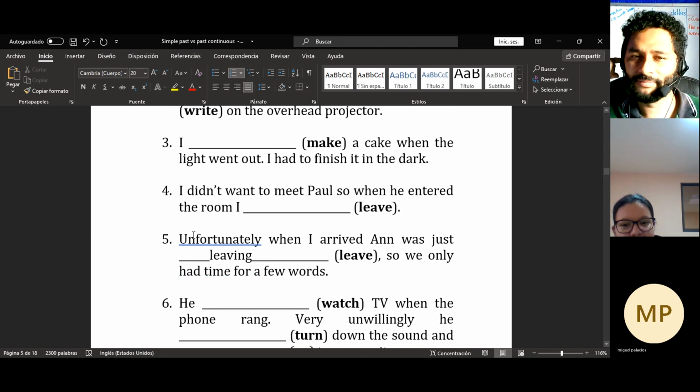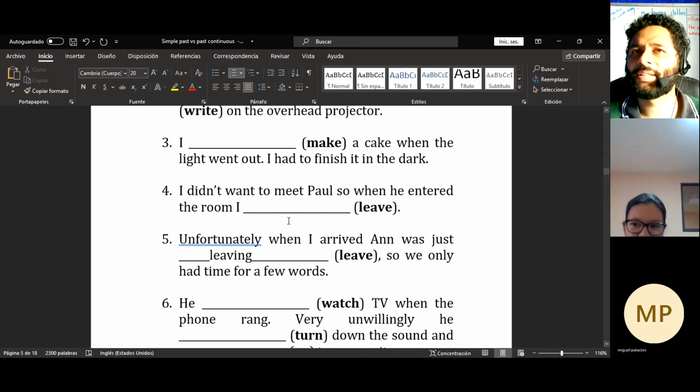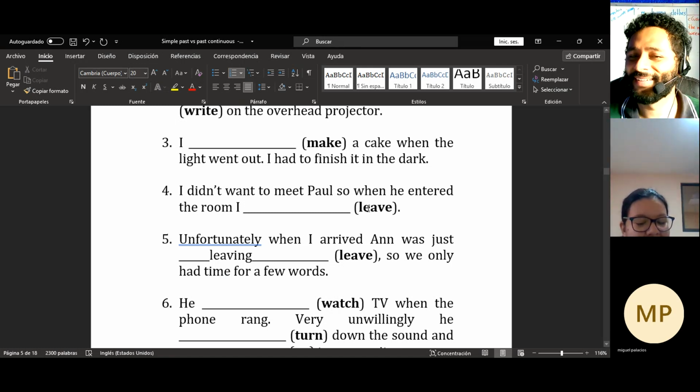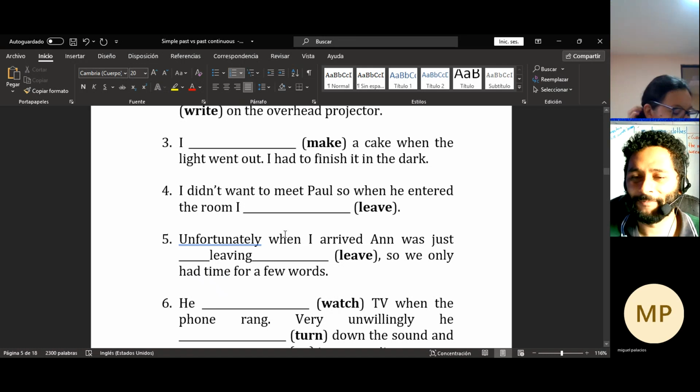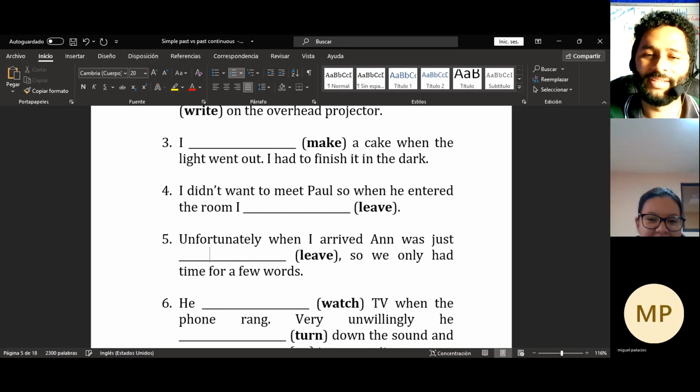I didn't want to meet Paul, so when he entered the room, I was leaving. Cuando él entró al salón, yo me estaba yendo. O ¿cómo dirías? Cuando él entró al salón, yo me fui. So when he entered the room, I left. I left. Leave is in present. What's the past version of leave? I left. Right. Okay, that was the answer there.